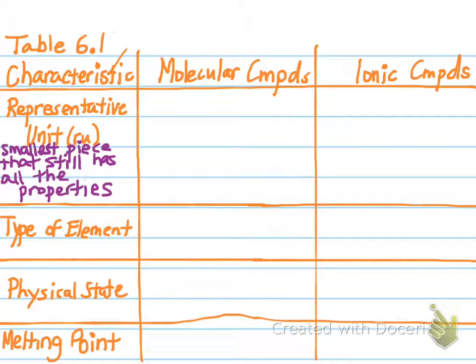So you see, we're going to talk about molecular compounds in our first column and ionic compounds in our second column. So let's talk about molecular compounds first, right? We've talked about that representative unit. That representative unit, or that smallest piece of a molecular compound, is called a molecule. And again, we're going to refer to molecule quite often, so we sort of want an abbreviation, so it's MOLC.